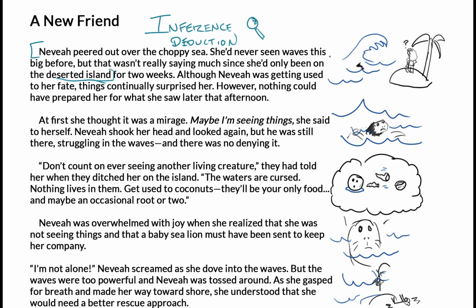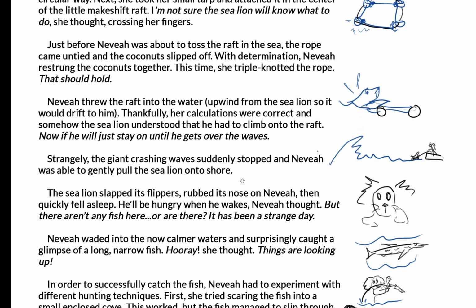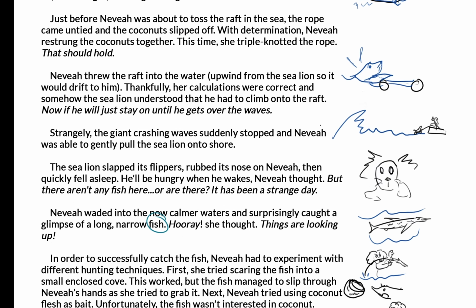So reviewing Nevaeh's situation in A New Friend, we know that she's on an island of some kind, a deserted island. We know that there are coconuts. We know that she was left there by some group of people referred to only as they. We know that there are sea lions near the island. And we know that there are fish. So that's us going through the story and taking our detective's magnifying glass and saying, okay, what are the concrete physical things that we know about Nevaeh's situation?